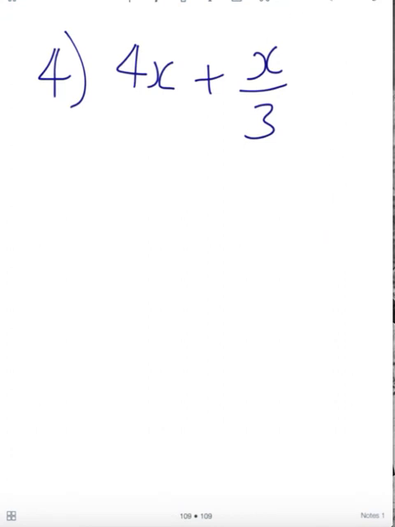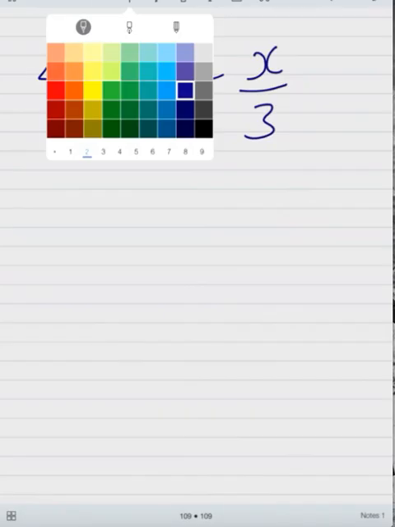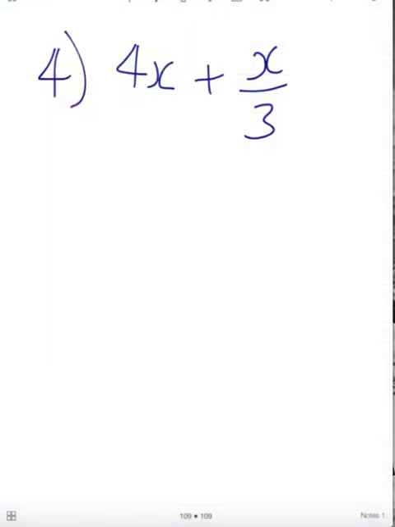Okay, you can have a go at this question first. Now with this one, it looks a little bit different, but remember, we can write 4x over a 1. So we are dealing with fractions, and I have to make the denominators the same. So I can just change my 1 into a 3. I can go times by 3 and times by 3. So the x over 3 stays the same.